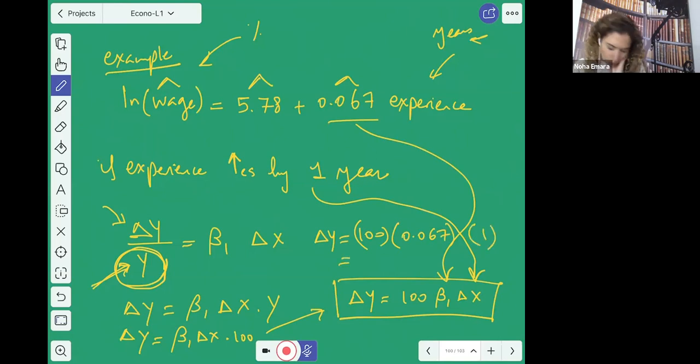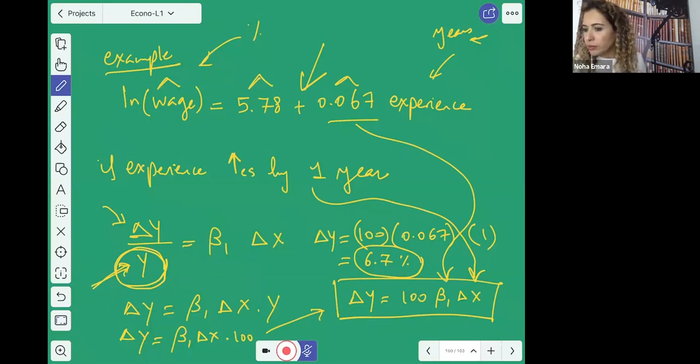Then your answer would be 6.7%. Remember, you have to add the percentage symbol. Okay, so a 1 year increase in experience would bring 6.7% increase in wages because the sign is positive. All right, any question?